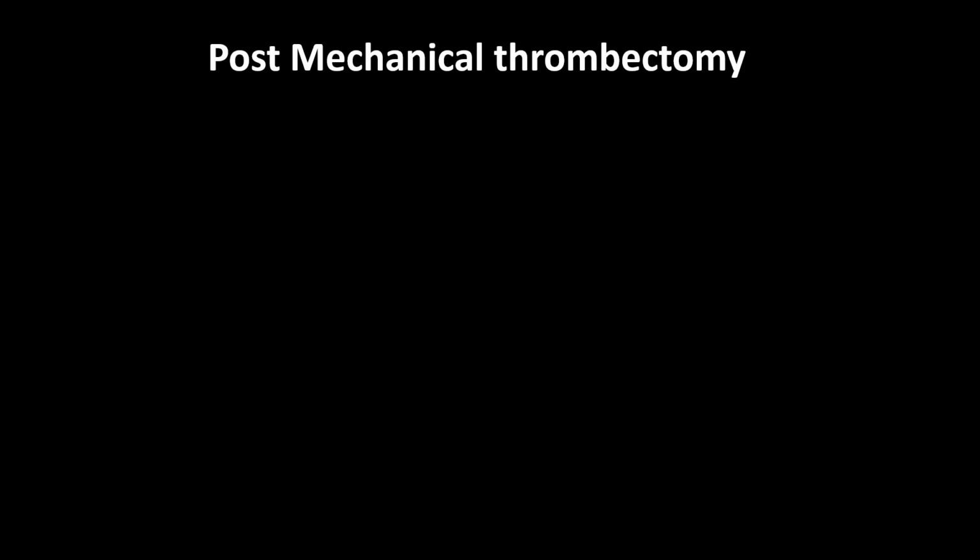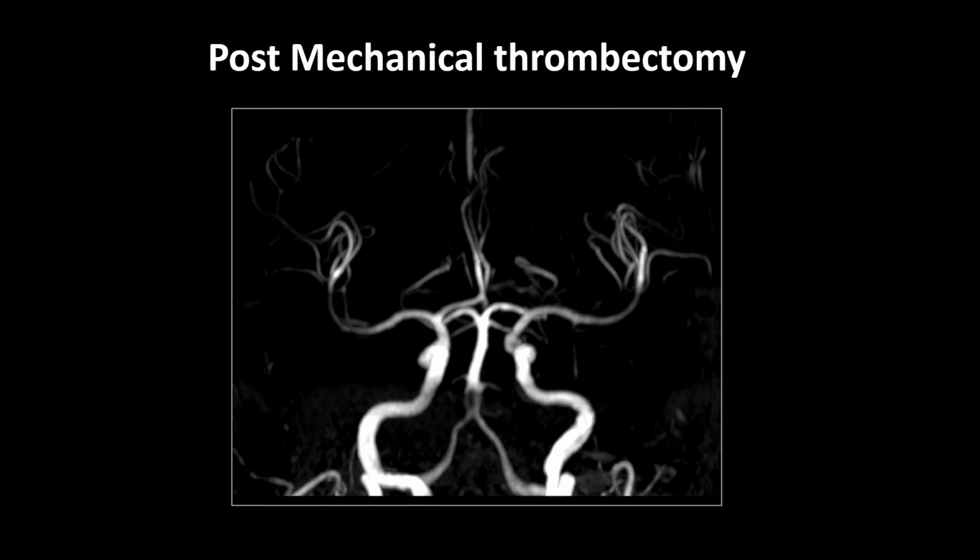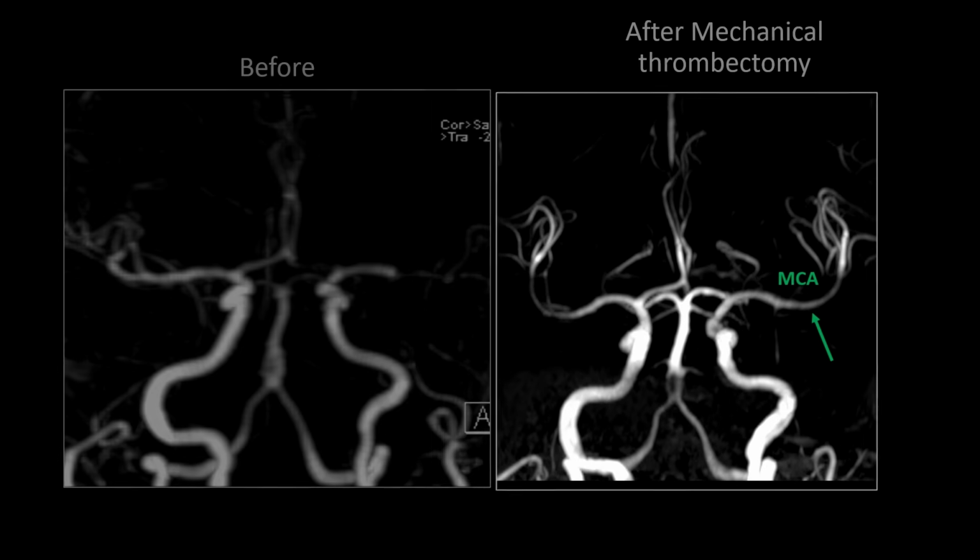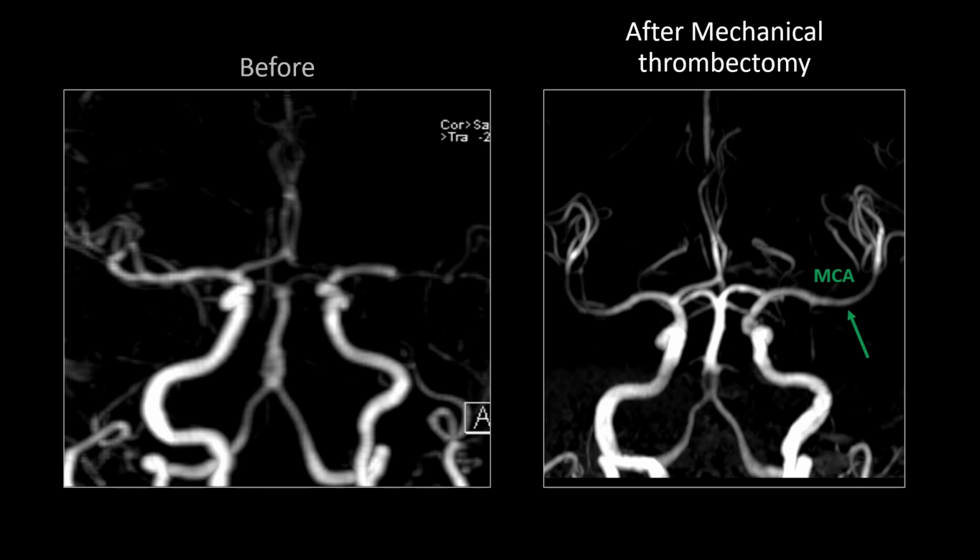This is the angiogram done after mechanical thrombectomy, and you can see that the left MCA is recanalized here, and all these arteries are fully opacified now, and you can imagine that we have saved so much of the brain tissue from undergoing infarction. If you compare it with earlier, you can see the abrupt cutoff here and the fully recanalized MCA here after the mechanical thrombectomy.